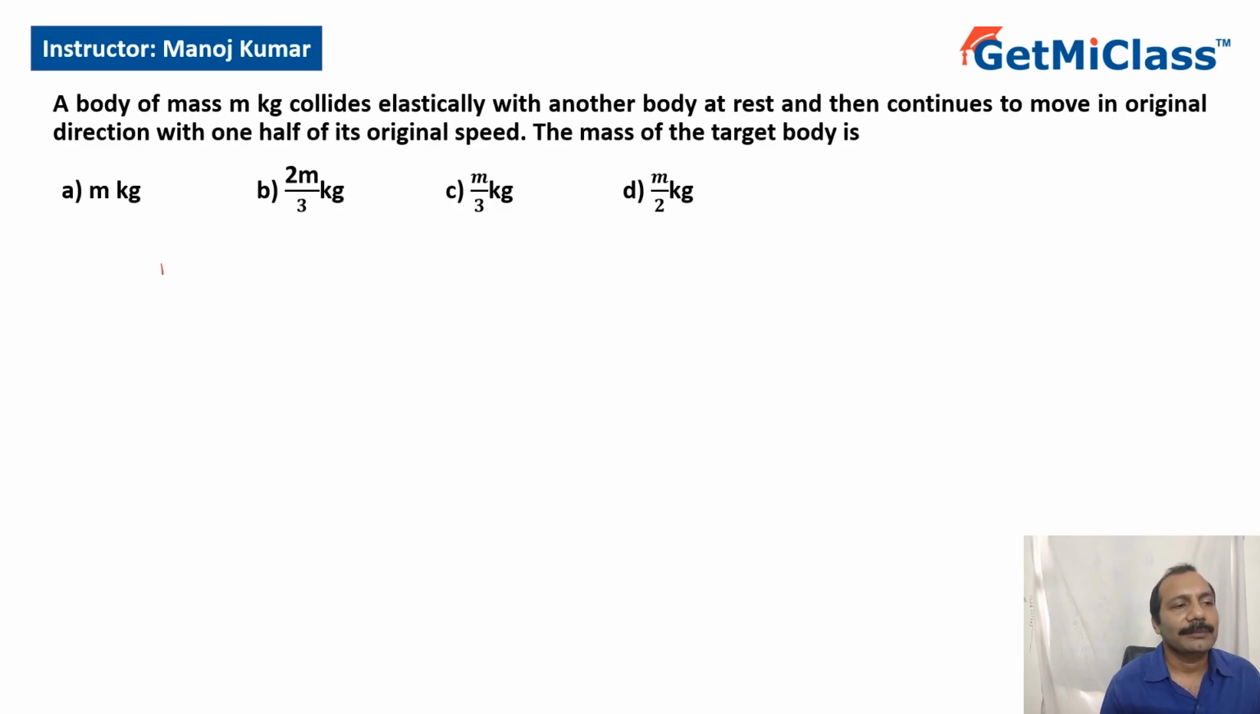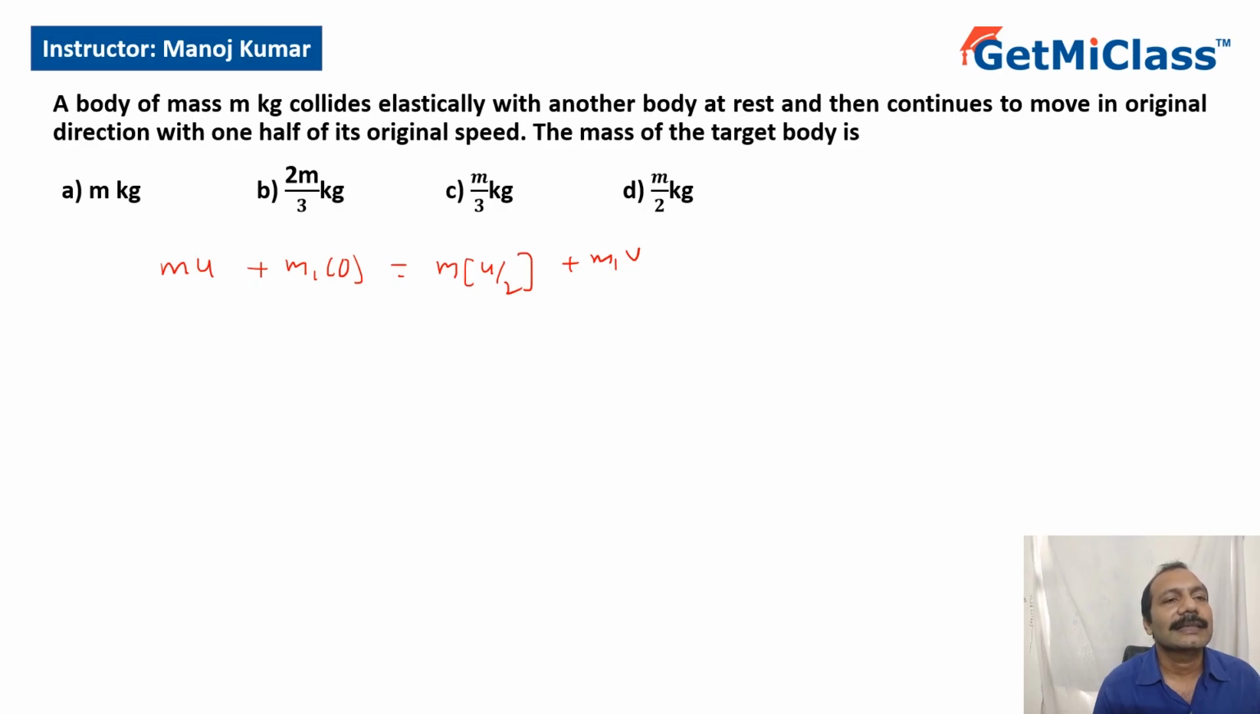So let's say the body is having mass m, having velocity u. The other one is at rest. I'll say that m1 into 0 is equal to m into u by 2 plus m1 into, we'll say, v. Now what kind of collision is it? It is an elastic collision. So the kinetic energy as well as the momentum are conserved.